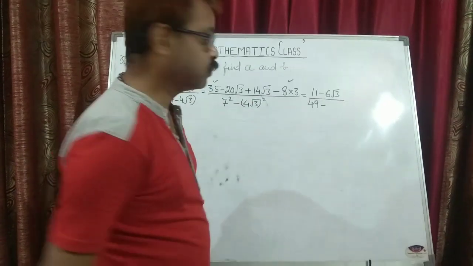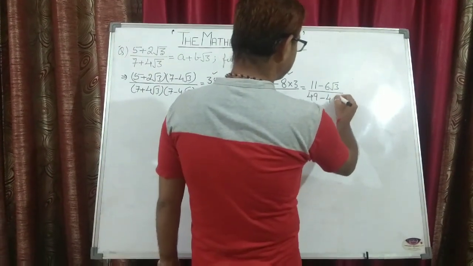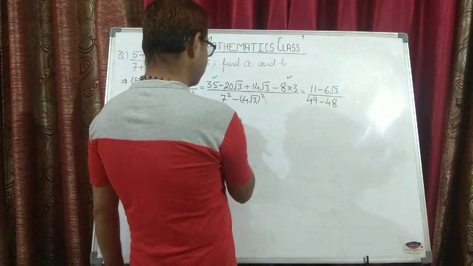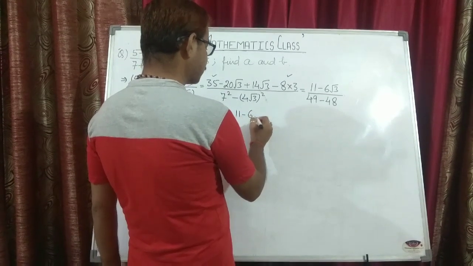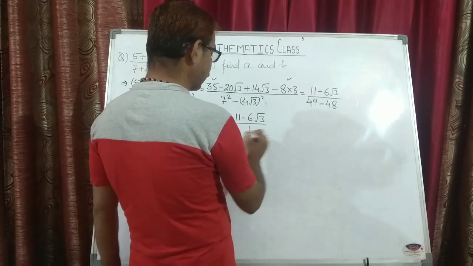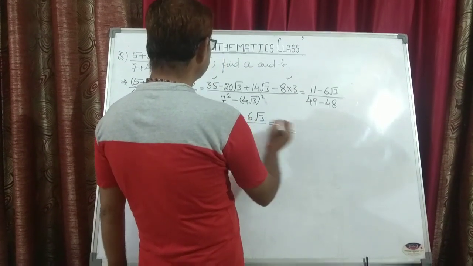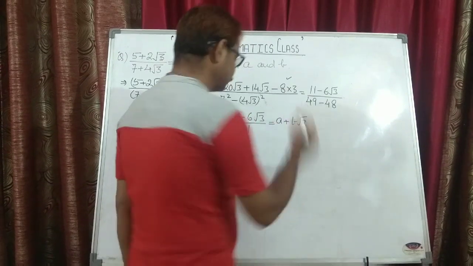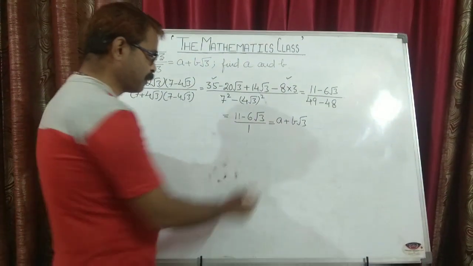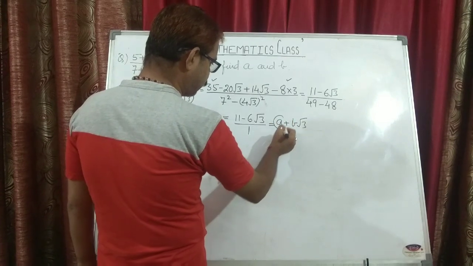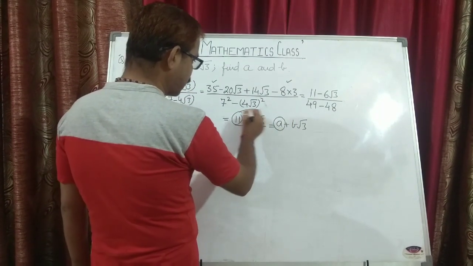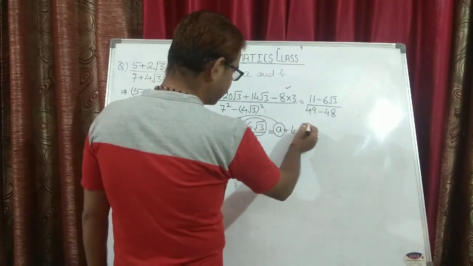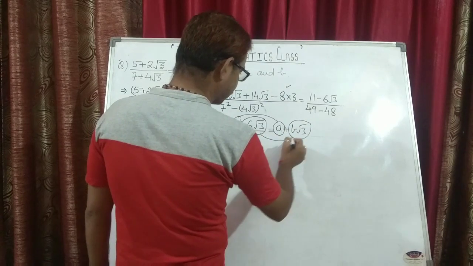So 16 3s are 48. This becomes 48 and finally it becomes 11 minus 6 root 3 upon 1, and that was given equal to a plus b root 3. When you compare them, you will compare this value with this value, and minus 6 root 3 will be compared by this third.